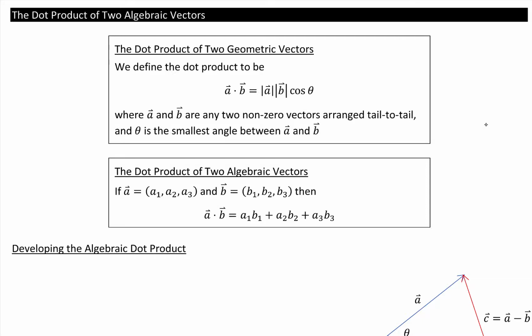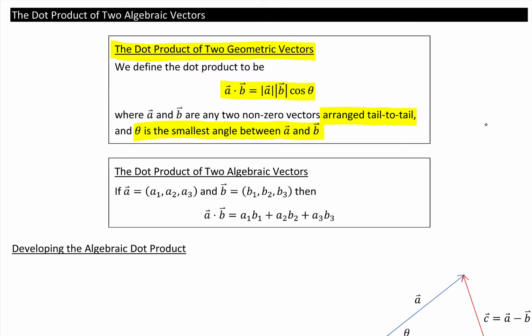So next up is the dot product of two algebraic vectors. In our last video, we looked at the dot product of two geometric vectors, which you can recall is a dot b is equal to the magnitude of a times the magnitude of b cosine theta, where a and b are any two non-zero vectors arranged tail to tail, and theta is the smallest angle between a and b.